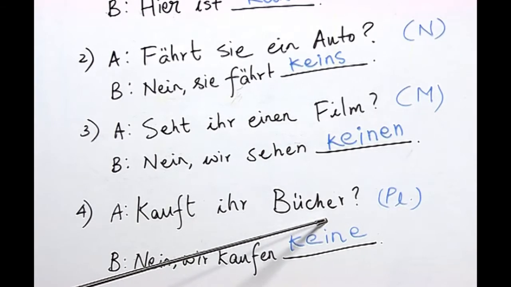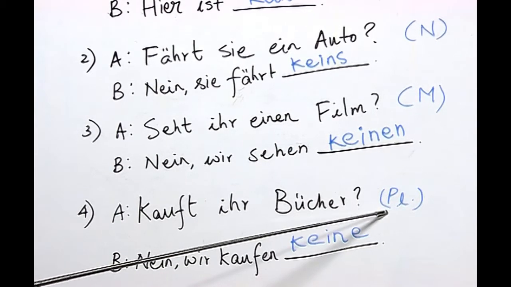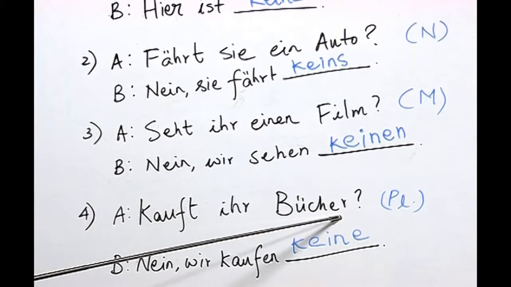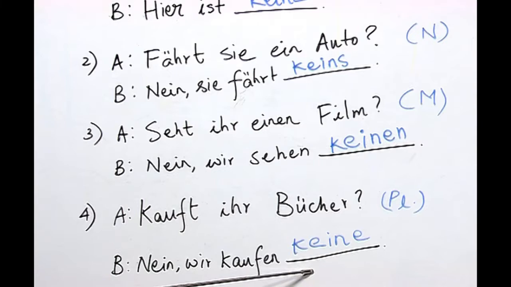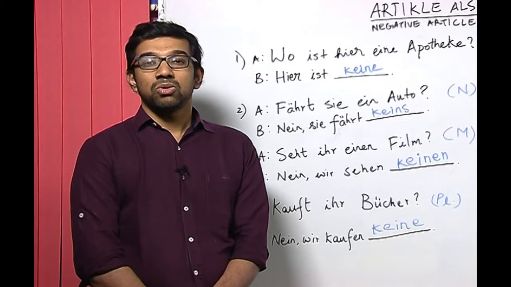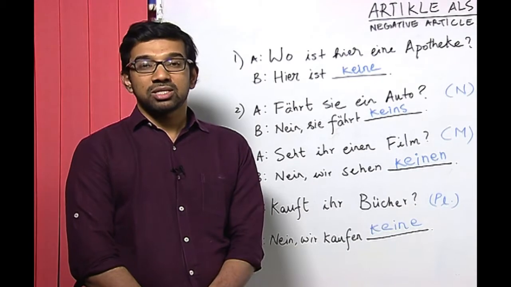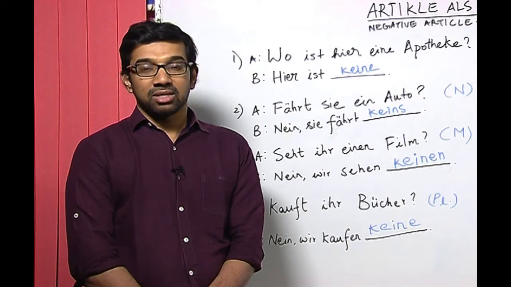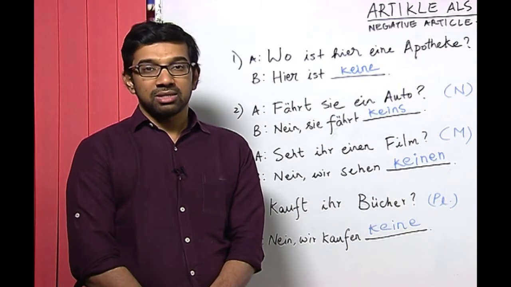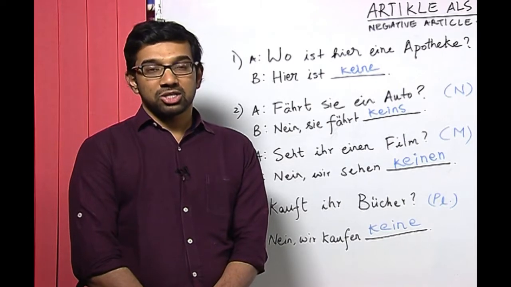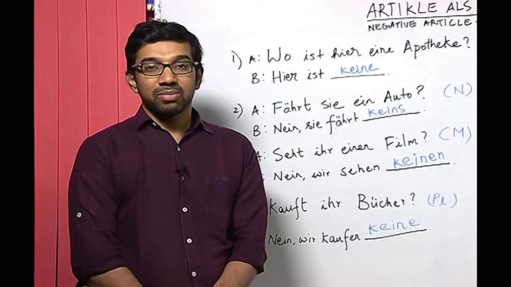Kauft ihr Bücher? Here our student wrote the correct answer for this, which is plural, because Bücher means books in plural, and our other student wrote the correct pronoun for this sentence, which is keine. So, as you can see, both our students did a very good job by writing both the answers in the correct manner. Like them, you too can learn the articles or pronouns very easily if you follow the sessions carefully and do the exercises as we do it on a daily basis.